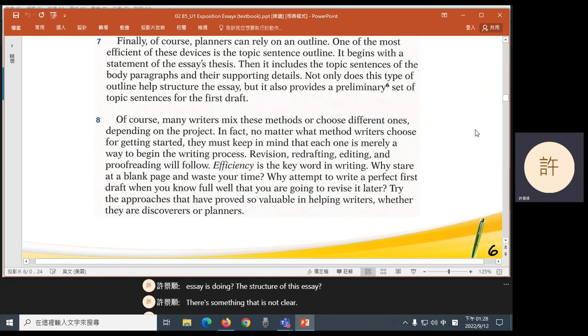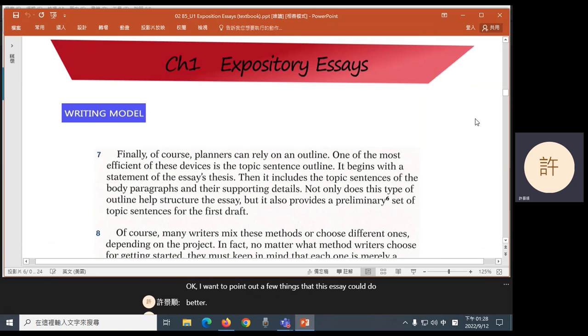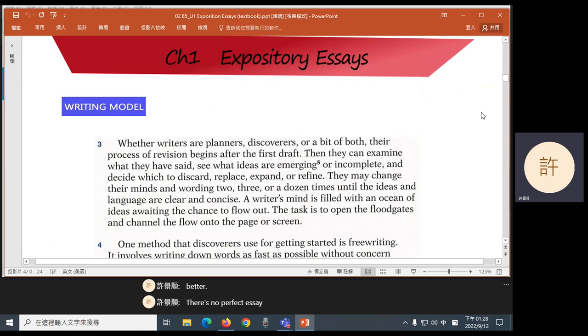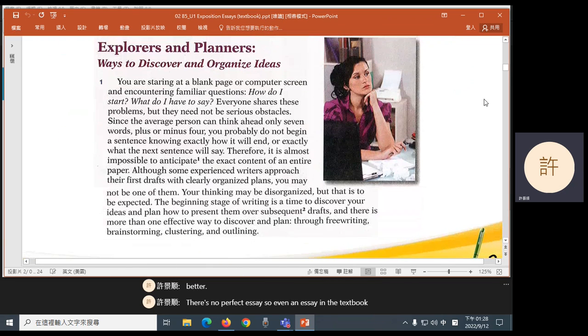Okay, I want to point out a few things that this essay could do better. There's no perfect essay, so even an essay in the textbook can be improved.